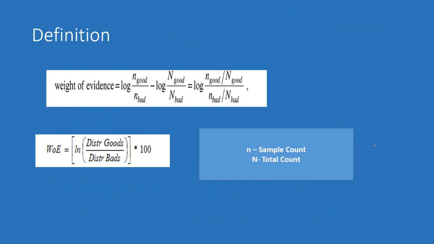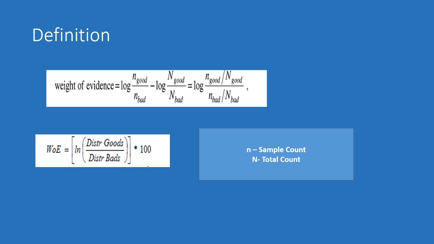So what is the definition of the weight of evidence? It's simple. It's the logarithm of the percentage of good by the percentage of bad, where the small n is the sample count, or the count of a particular group, and the capital N is the total count of good or bad. Also, sometimes we multiply with 100.